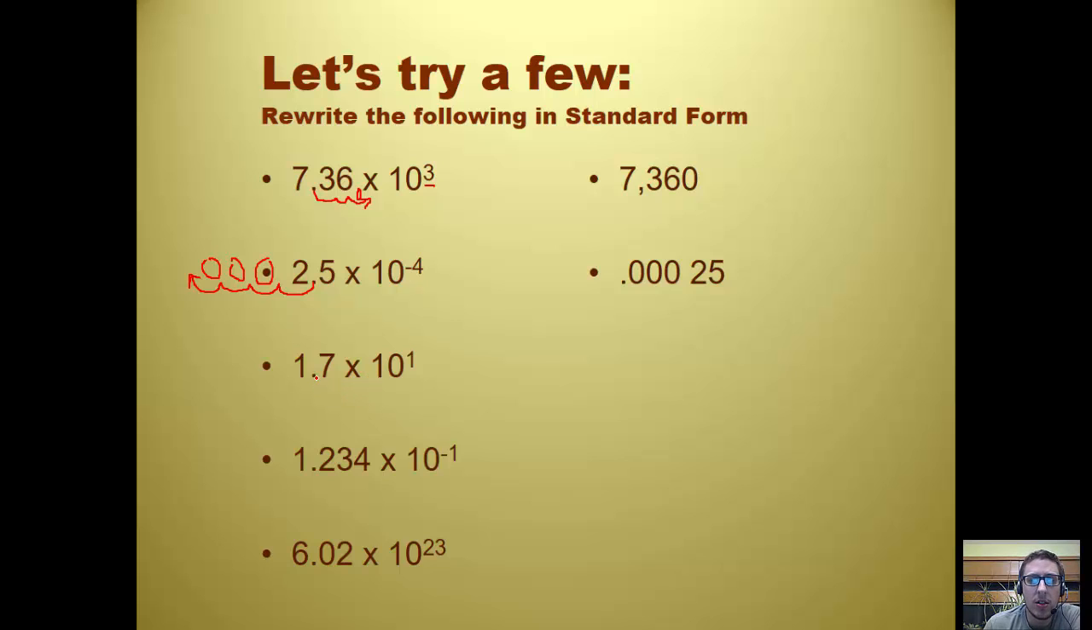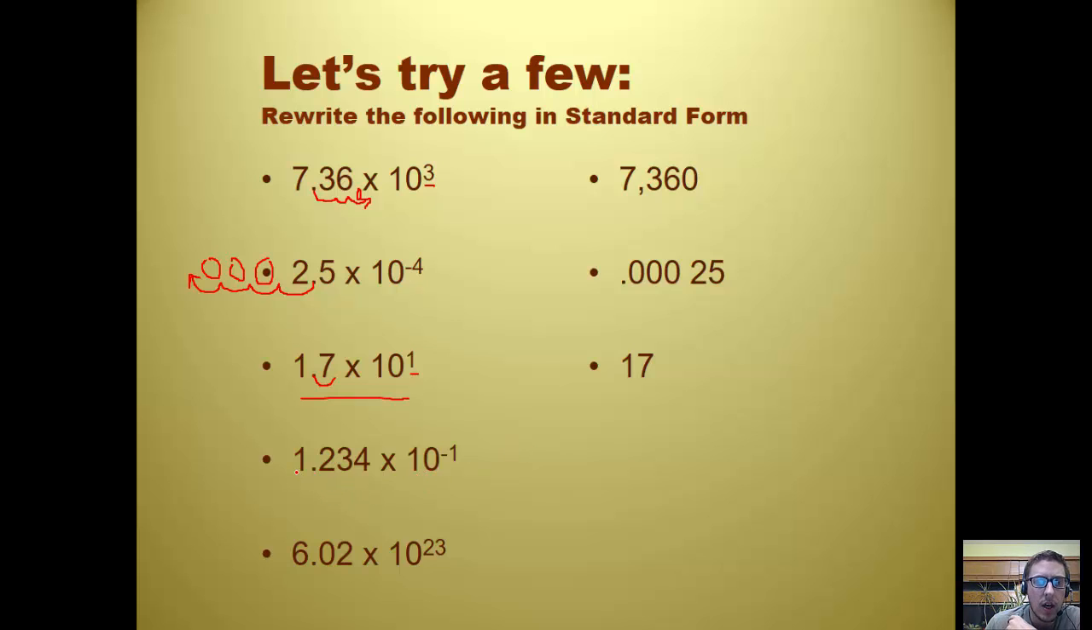Bam. 1.7 times 10 to the first. This should be an easy one. Again, we're going to be bigger. This is positive. Right. 1.7 times 10 to the first is really just 17. And again, remember, this is not a very large number, so this seems a little silly. But with bigger numbers, with smaller numbers, it is a little bit better to use.